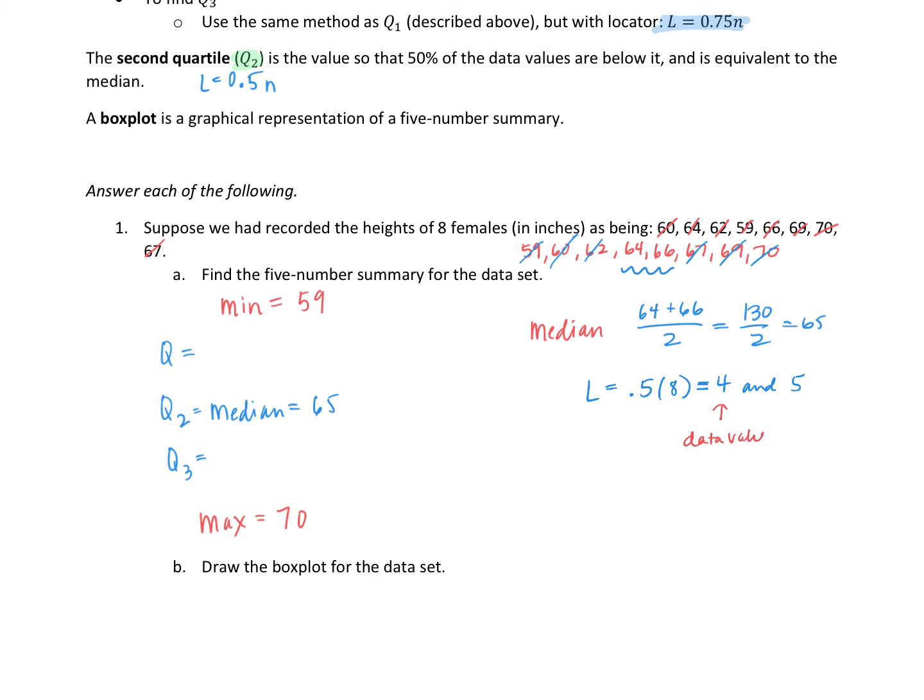So data value in spot or place 4, and the data value in spot 5. And so this is assuming that your data is in order from least to greatest. So if you count 1, 2, 3, 4, and 5, those are the two numbers we just found right there, and we added them together and divided by 2. So we averaged them out. That's the same thing this is doing. This is telling you which data values you need. So we're going to do the same thing for Q1 and Q2.